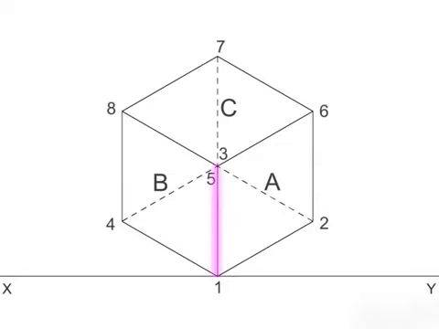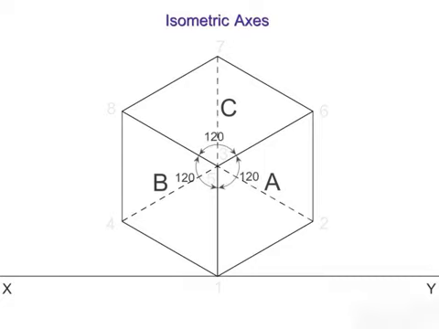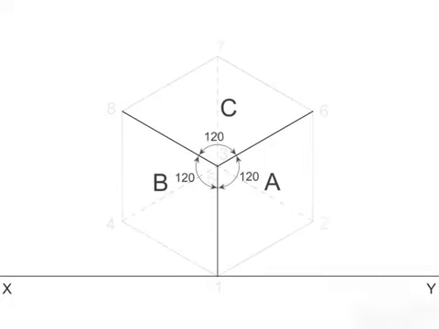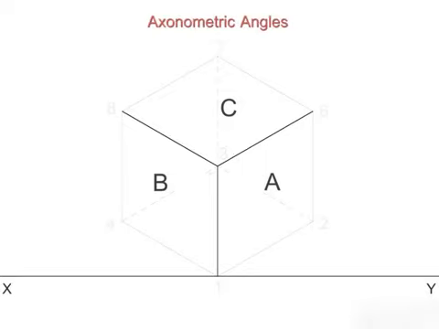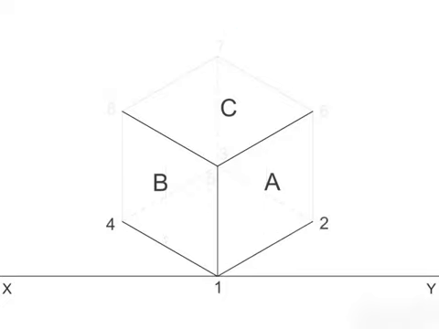The edges 1, 5, 5, 8 and 5, 6 are referred to as isometric axes and make an angle of 120 degrees to each other. These angles are known as axonometric angles. The edges 1, 4 and 1, 2 are parallel to the isometric axis and are drawn at an angle of 30 degrees to line XY.